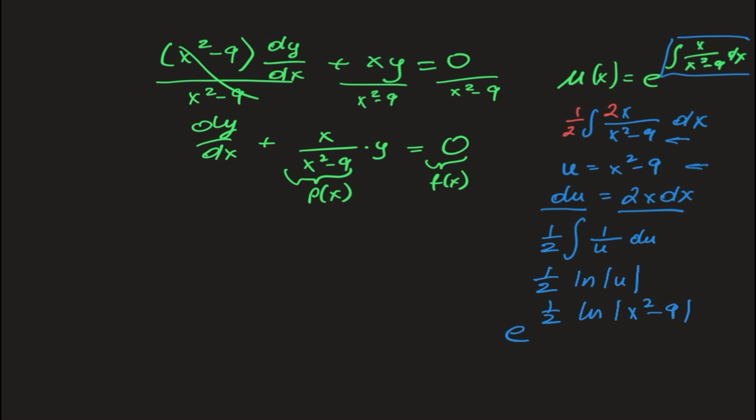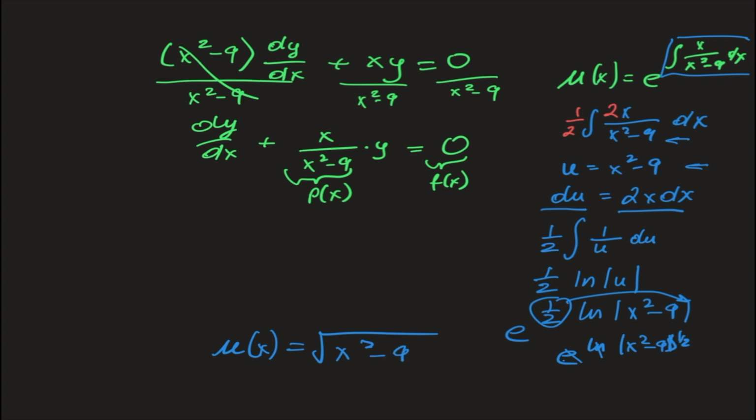Now again, with logarithms, we can take this 1/2 and put that as an exponent here. We have e to the ln of x squared minus 9 to the 1/2 power. And 1/2 power is nothing more than a square root, and e and ln will cancel each other out for lack of better words, and our mu of x therefore becomes square root of x squared minus 9.